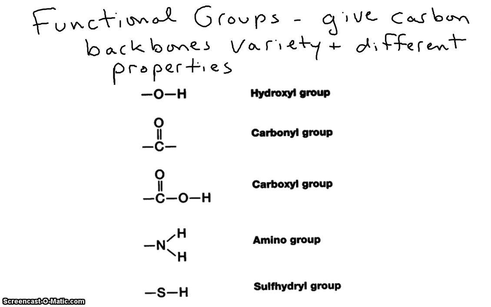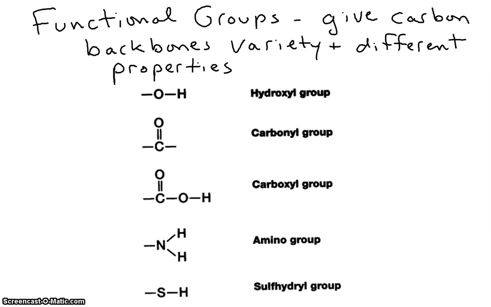So I like to think of functional groups as the ornaments on a Christmas tree. So the carbon and hydrogen give us the Christmas tree itself. They give this long chain, but the functional groups are the ornaments that we hang on it to decorate it. So the functional groups give carbon backbones variety and different properties. So if we look at the first one here, the hydroxyl group, okay?